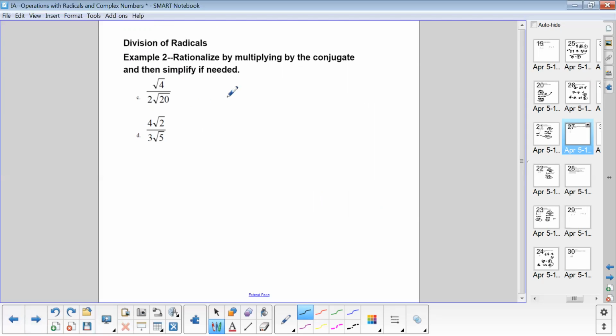And then finally here, I can't really simplify the square root of 5 anymore, or the square root of 2. So this is going to be just truly a rationalized problem. I don't have to bring the 3. I can just take the radicand. So that'll be 4 square roots of 10 divided by 3 square roots of 25. And the square root of 25 is 5. So 3 times 5. So the final answer would be 4 square roots of 10 divided by 15.